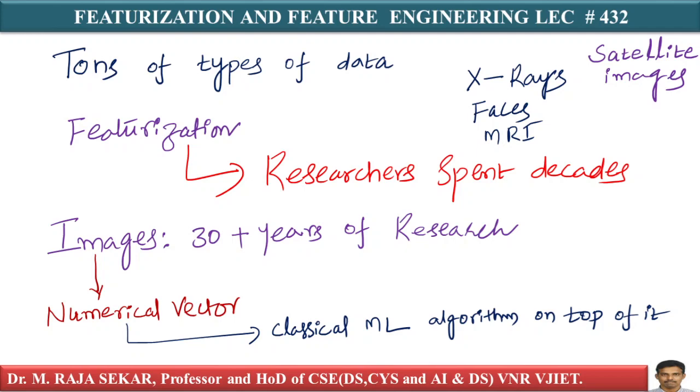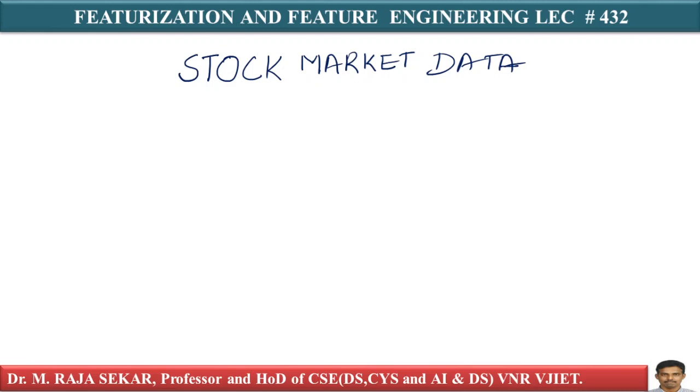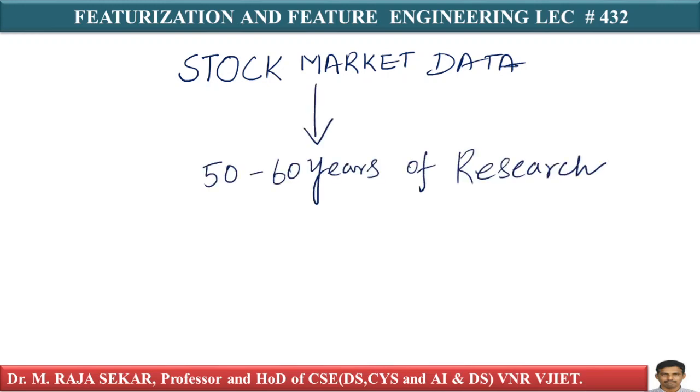Similarly, for all types of data. The data may be X-rays, faces, MRI scans, satellite images. Similarly, for stock market data, people are spending billions of dollars. If you come up with a good featurization for stock market data, you can make lots of money, isn't it? There is almost 50 to 60 years of great research on stock market data alone. Thousands and thousands of great researchers have spent billions and billions of dollars here.